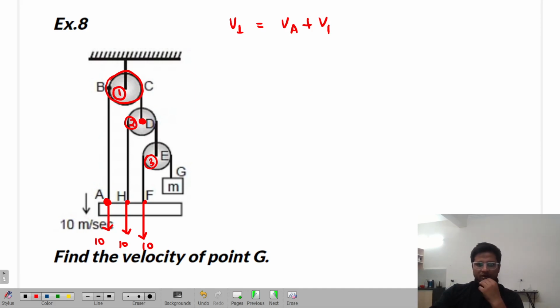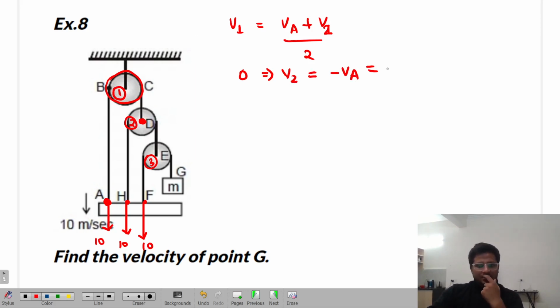So that will become what? V of A plus V of second pulley divided by how much? 2. V of 1 is going to be 0. So that means V of 2 is nothing but minus of V of A, isn't it? Because the first pulley is my fixed pulley. So that becomes what? V of 2 becomes how much?